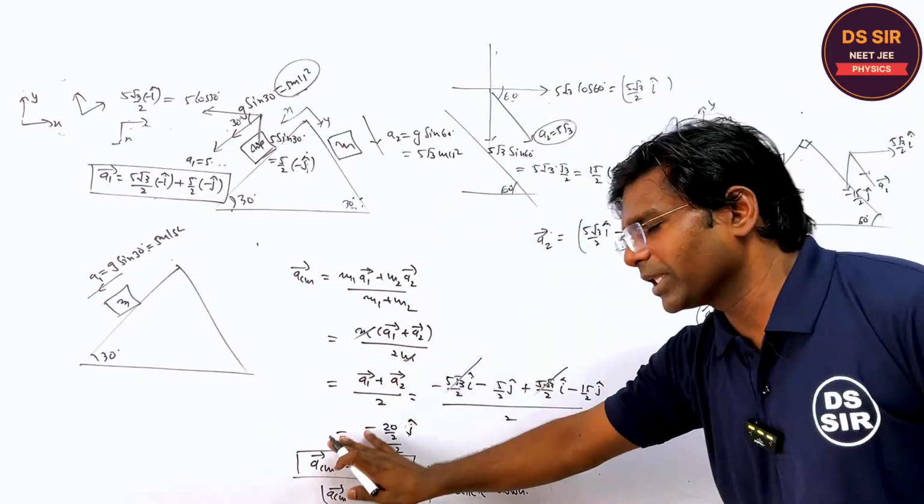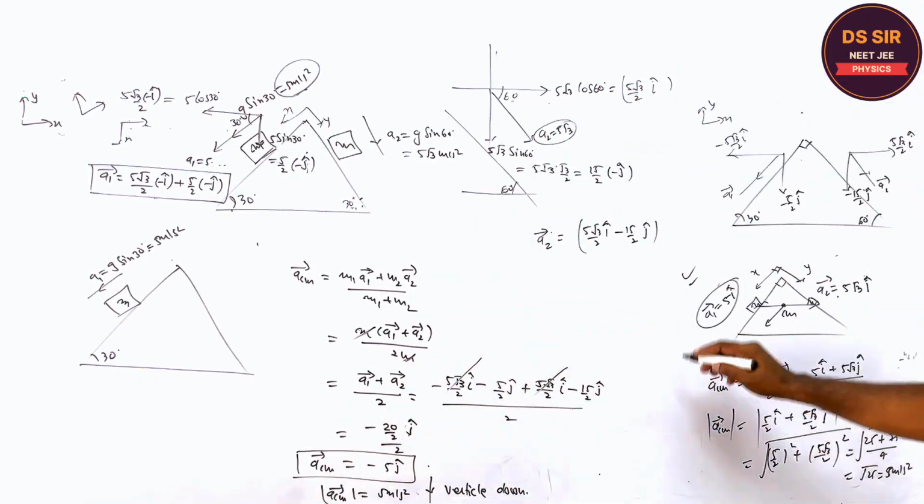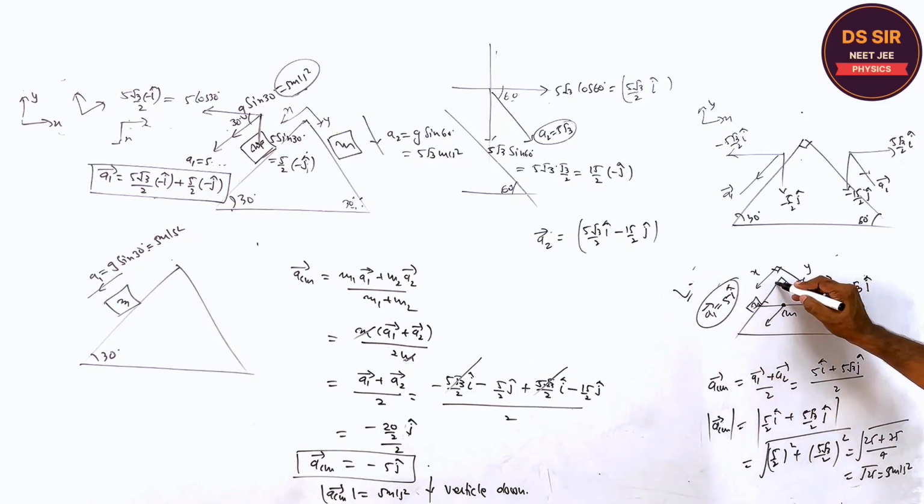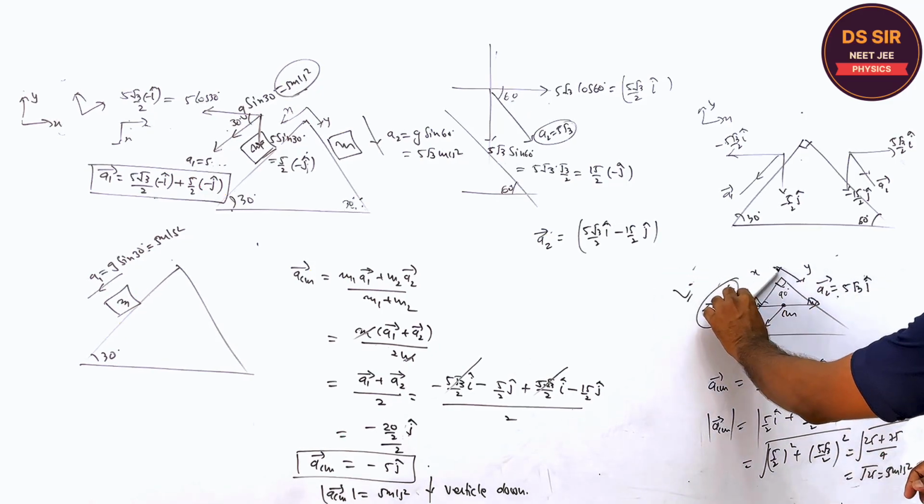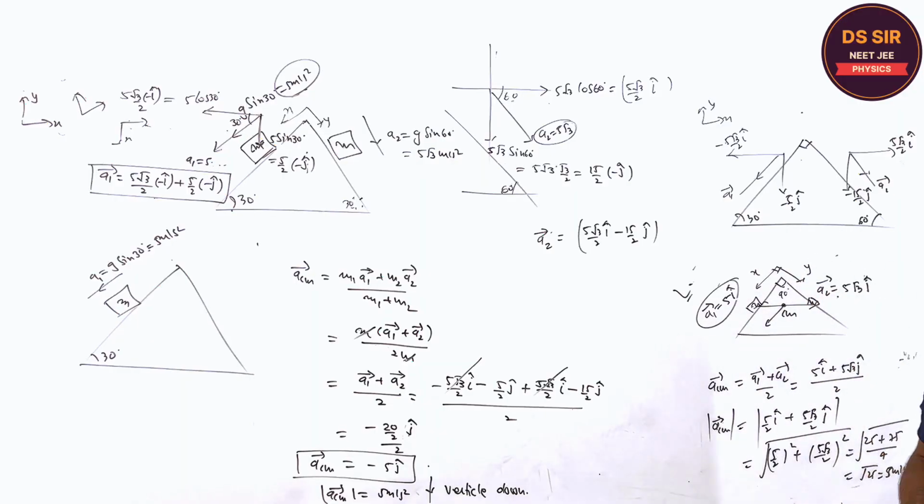It is a long method, but it is also correct. But you should adopt the other, because in this special case this is 90 degree. So choose the x-axis and y-axis along the inclined plane. It will be better for this question, right?